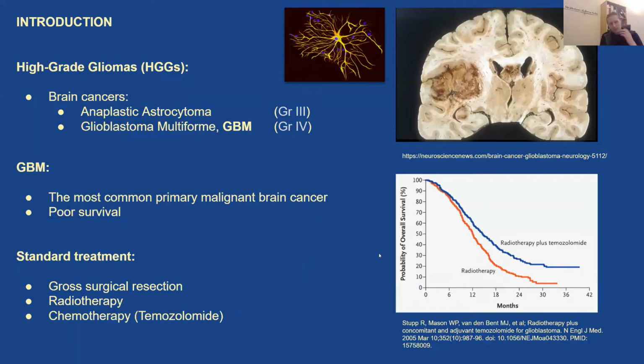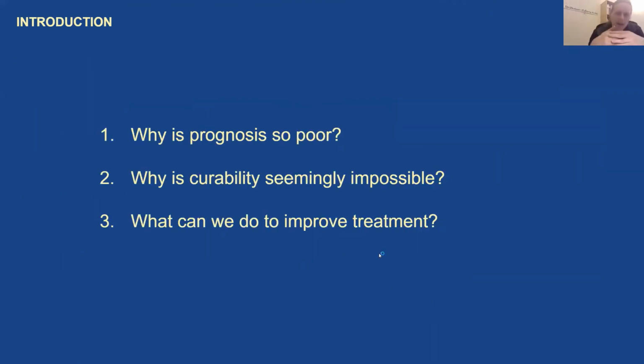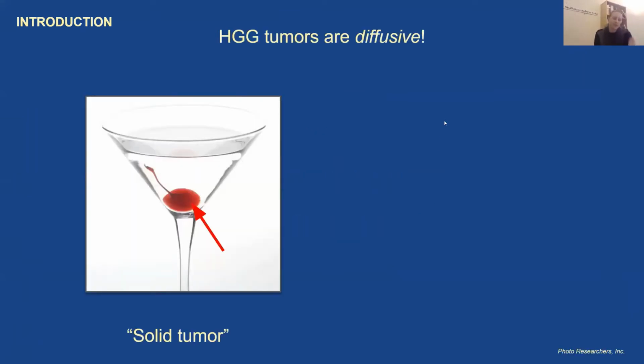So we might ask ourselves, why is this? And why is curability seemingly impossible? And what can we maybe do to improve this? There's a fundamental problem. High-grade gliomas are diffusive. Now, if we compare this to, say, a solid tumor, you can liken that to a cocktail cherry in a drink. It's a concise mass, and we can see it. And if we can see it, we can remove it, and curability can be relatively successful.